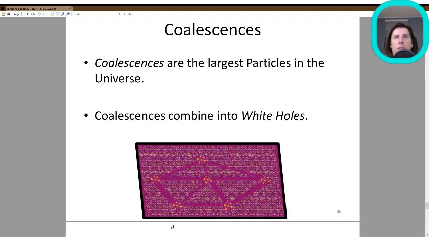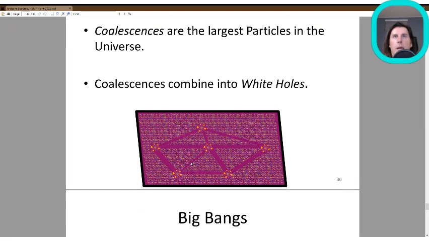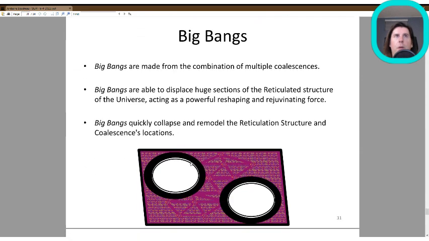So basically what this picture is showing is that the reticulation level is then superseded by these coalescences, connecting these coalescences together. The coalescences are these gigantic nodes that take their time and fuse together. And when the coalescences combine into a white hole, you get a big bang at that point. So in the world of innovative potential, our universe can have multiple big bangs. Big bangs are made from a combination of multiple coalescences.